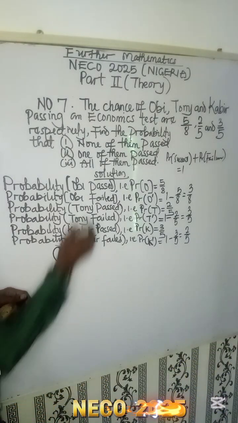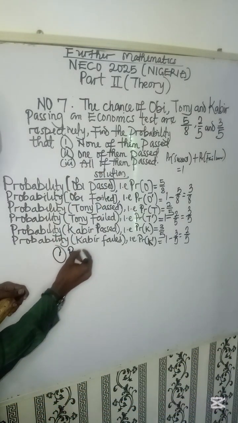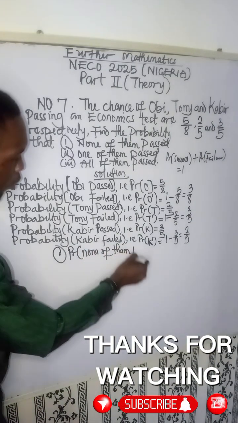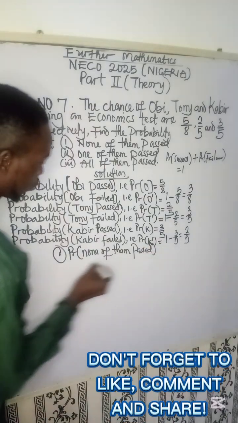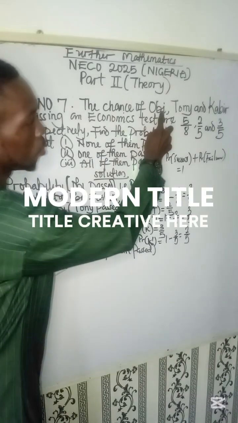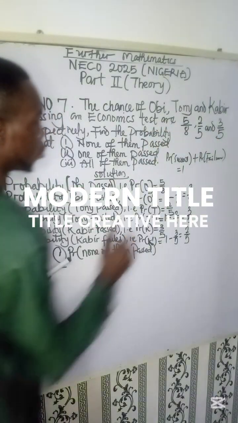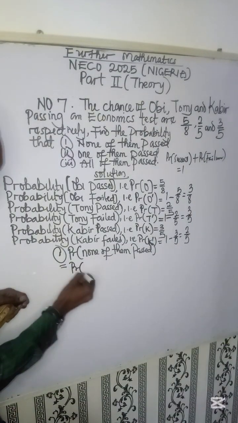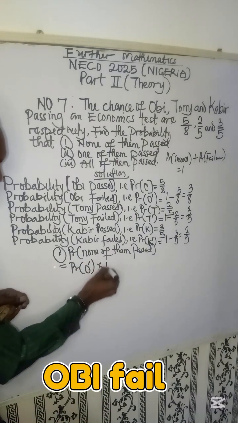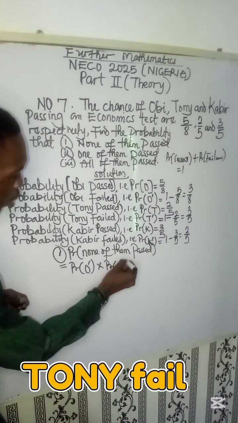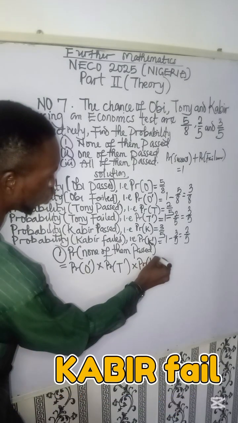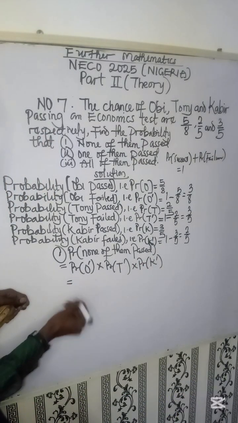Question 1. I am to find the probability that none of them passed. The probability that none of them pass means that Obi failed, Tony failed, and Kebir failed. So it means the probability that Obi failed, that is Obi prime, I'm going to multiply with the probability that Tony failed, that is Tony prime. I will multiply it by the probability that Kebir also failed, since none of them passed.